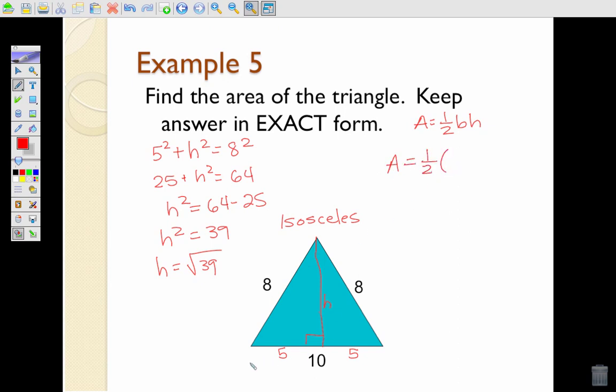So I need to go over here and find area. The base now is the base of the whole triangle. So that's 10. And the height that I found was square root of 39. 1/2 times 10 is just 5. Square root of 39 cannot be simplified, so I'm going to leave it. I'm going to put my units squared on there. And that's my final answer.